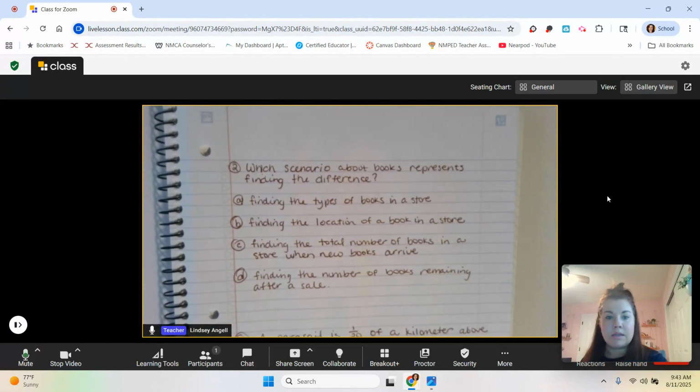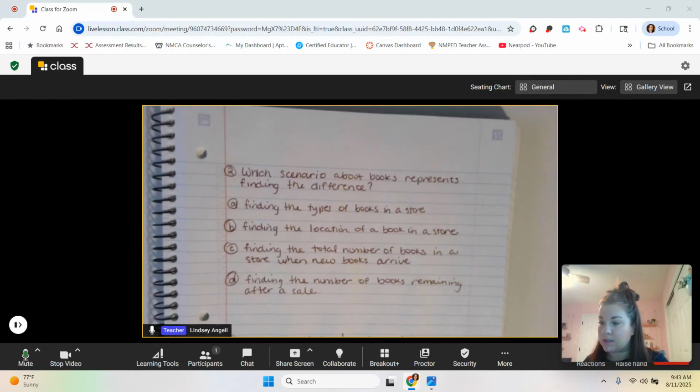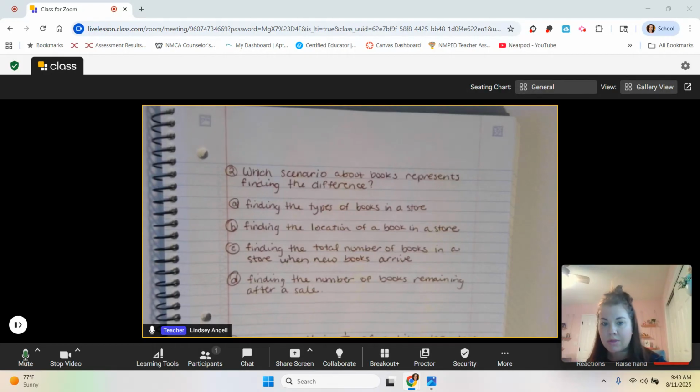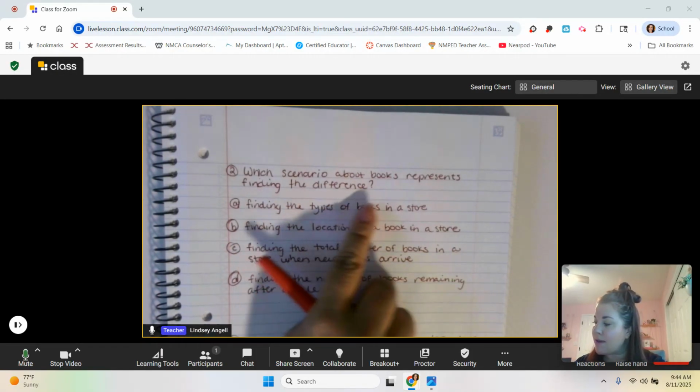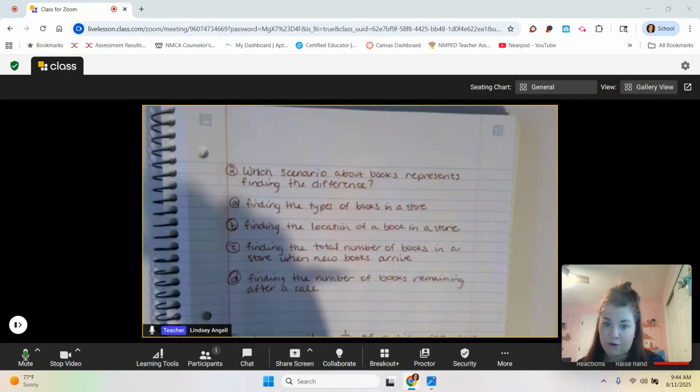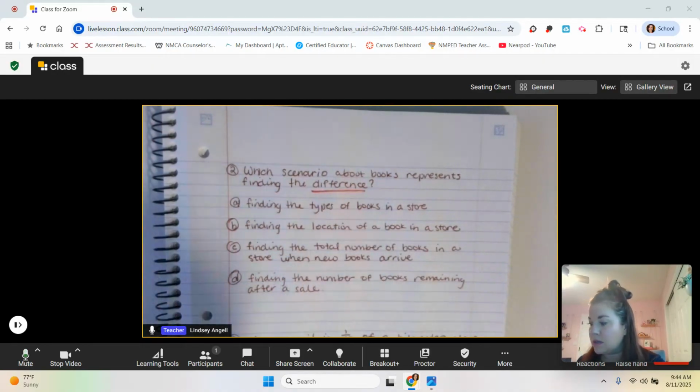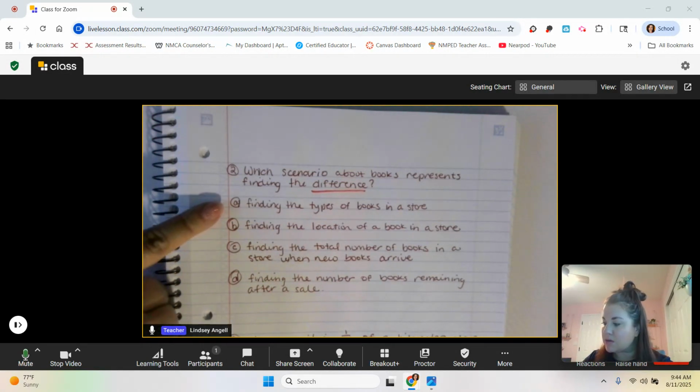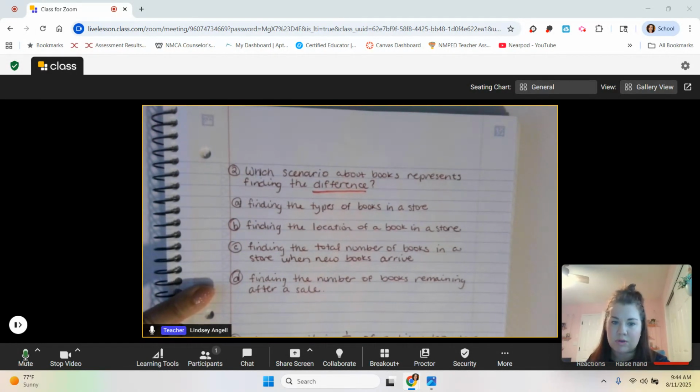Okay, this one I know is taken directly from your quick check. On my list, it's number 2 from your quick check. This is more of, we're not solving anything, but we're thinking about the words and what they mean and what scenario we would use them in best. Which scenario about books represents finding the difference? There's that word difference. That means subtraction. So we need to think about which one of these we would use subtraction to find the answer. A: finding the types of books in a store.